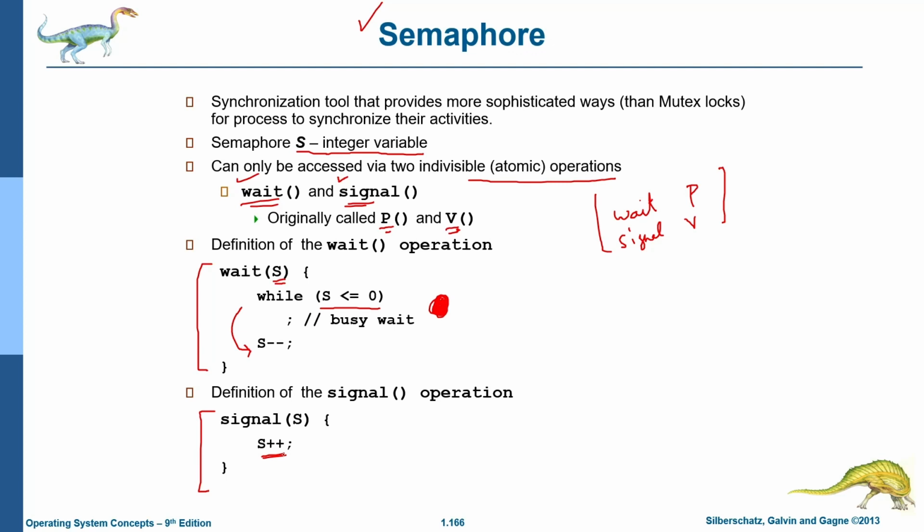They cannot do that. So they're stuck in the while loop. The person in the room, when they come out, they do signal. That means they put the ticket back on the table. That's S plus plus. Then the person who is waiting in the while loop will find S not to be less than or equal to 0. S is greater than 0 now. Its value is 1. Then they can do S minus minus and enter the room. Is that idea making sense to you?